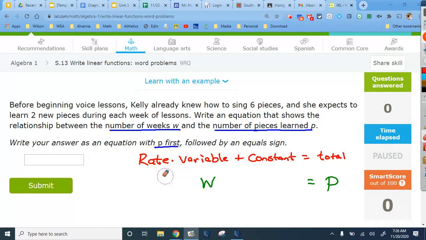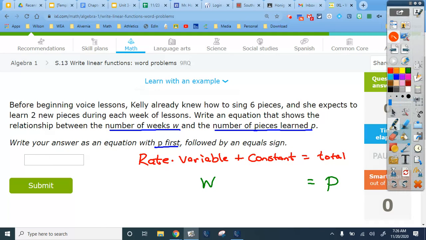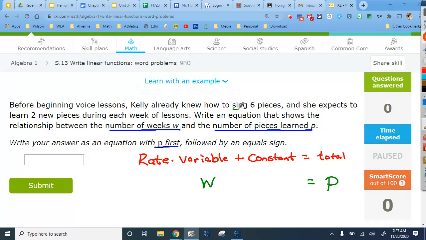Now I look to my rate and my constant. So I'm looking for those keywords, each, for every, and then for the constant, have we already done something? Well, I look up here and it says Kelly already knew how to sing 6 pieces. She already knew that. This right here is your constant. And then you have to ask yourself, is it a positive or negative 6? Well, if we already know that, we would consider that as a positive 6 pieces that we already knew. It would be different if we were saying, hey, she has yet to learn 6 pieces. Then that would be negative because she hasn't actually accomplished that yet.